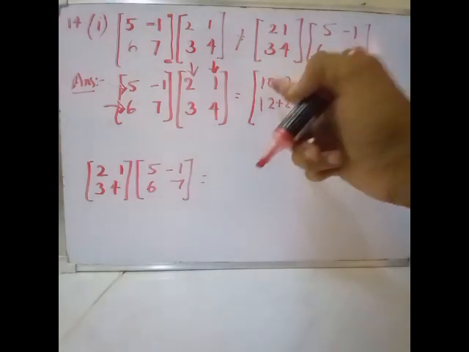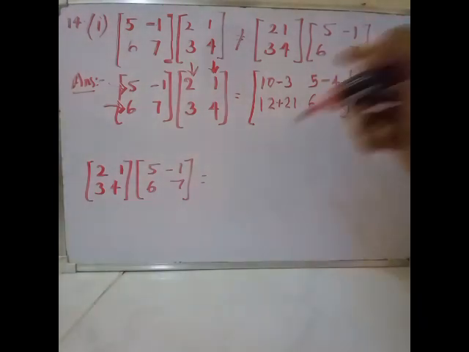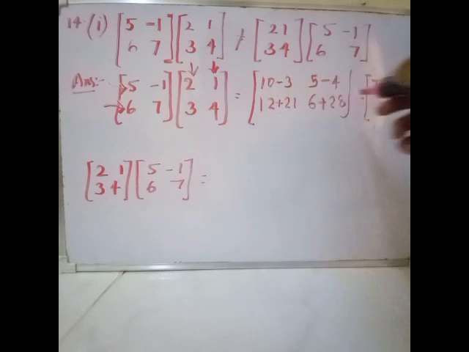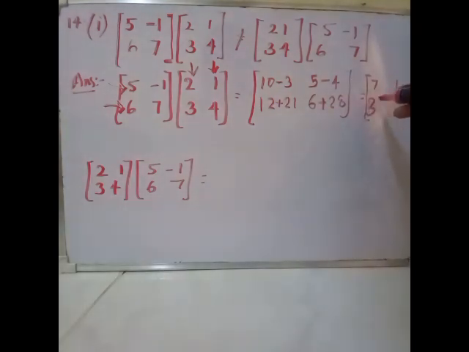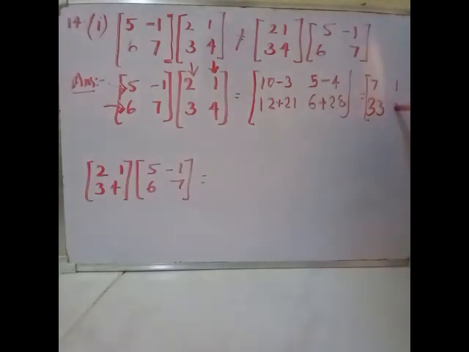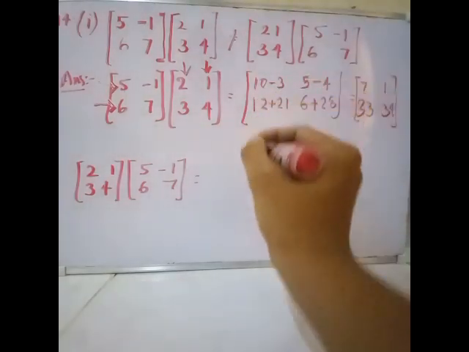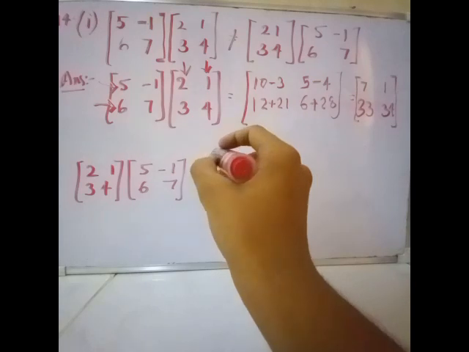So 10 minus 3 would be 7, and 5 minus 4 would be 1, and 21 plus 12 would be 33, and 28 plus 6 would be 34. So this is the left hand side of the equation. Now we have to check the other part, if it is equal or not, right?